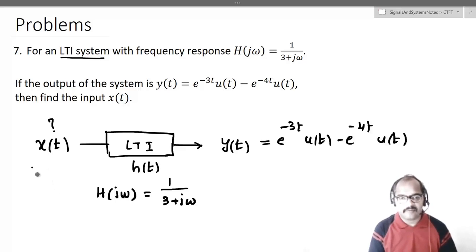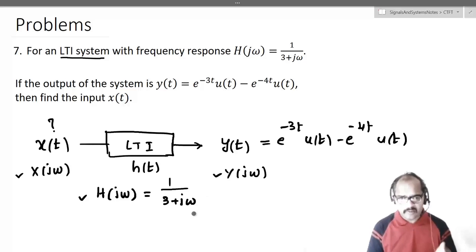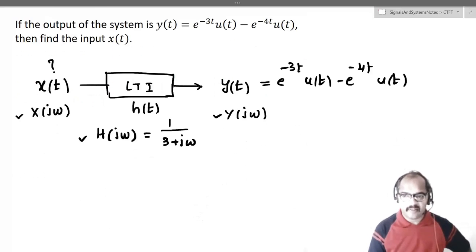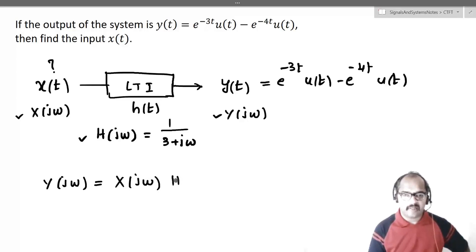So x(t) will have X(jω) as its Fourier transform. y(t) will have Y(jω) as its Fourier transform. How are these three related now? X(jω), H(jω), and Y(jω). We definitely know that Y(jω) = X(jω) multiplied with H(jω).